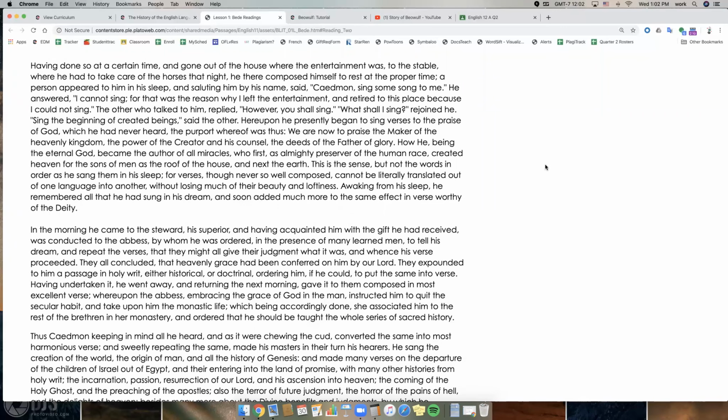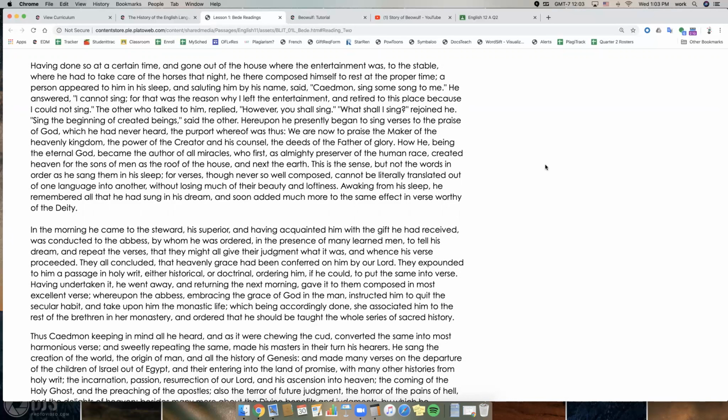Okay. Having done so at a certain time and gone out of the house where the entertainment was to the stable where he had to take care of the horses that night, he there composed himself to rest at the proper time. A person appeared to him in his sleep and, saluting him by his name, said, Caedmon, sing some songs to me. He answered, I cannot sing, for that is the reason why I left the entertainment and retired to this place, because I could not sing. The other who talked to him replied, However, you shall sing. What shall I sing? rejoined he. Sing the beginning of created being, said the other.